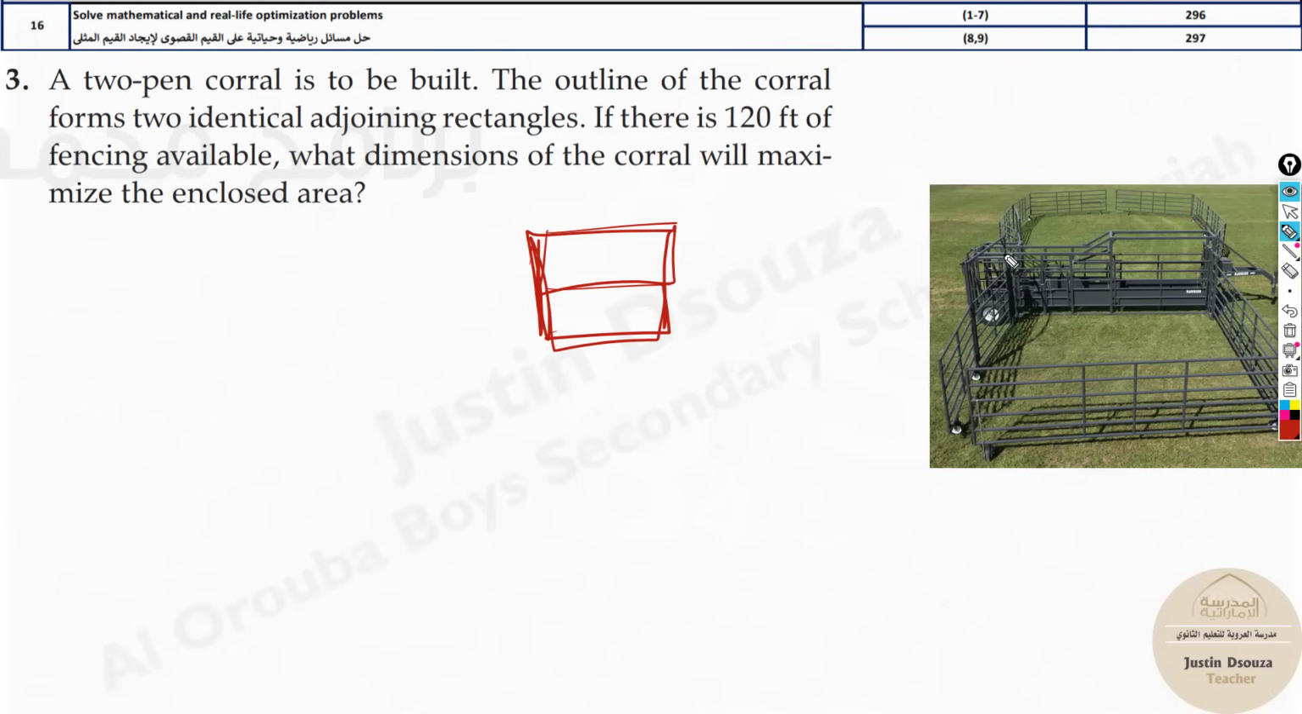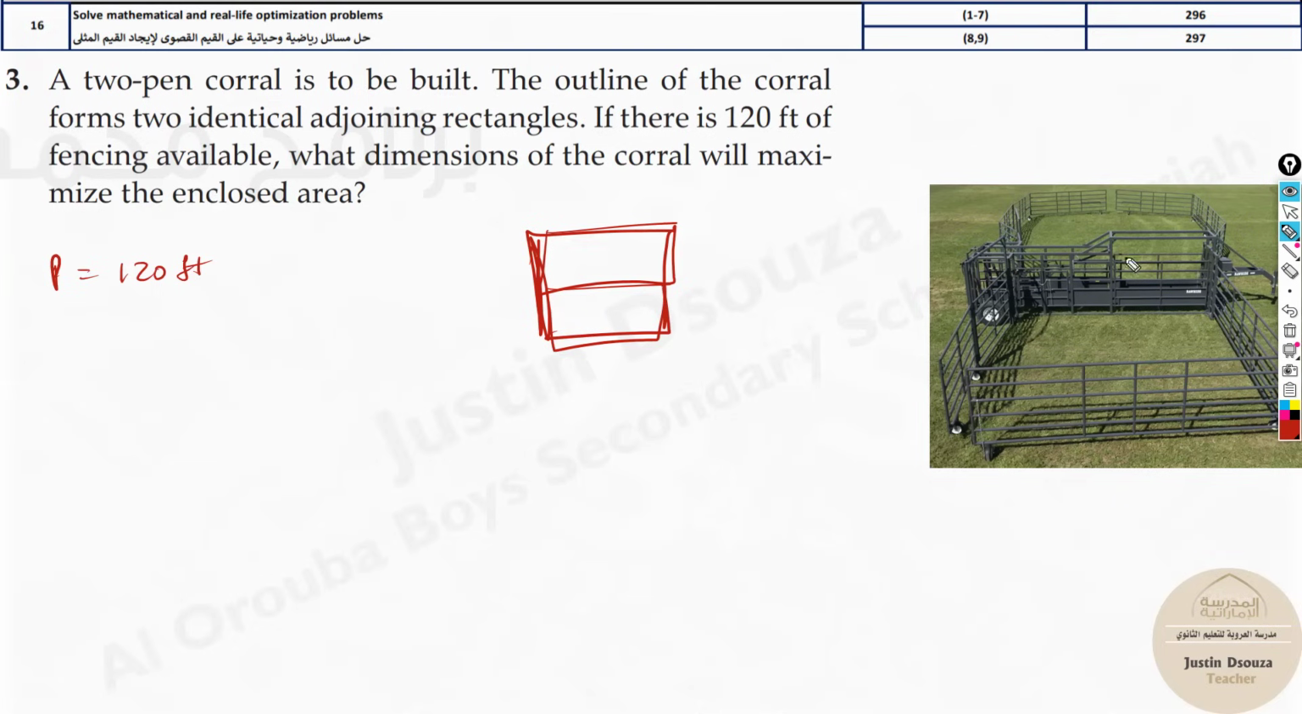Now this is to be built. The outline of the coral forms two identical adjoining rectangles. It is not always the same shape, but here they have clearly mentioned it's two identical rectangles. If there is 120 feet of fencing available, that means the perimeter is told. Perimeter is how much? 120 feet. What dimensions of the coral will maximize the area?